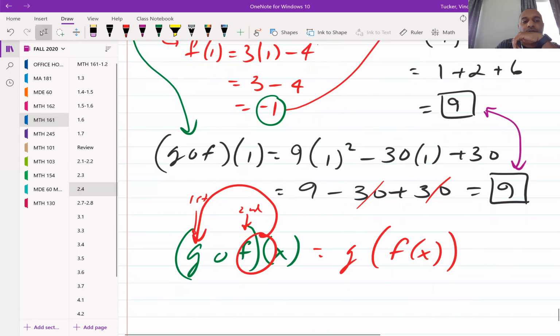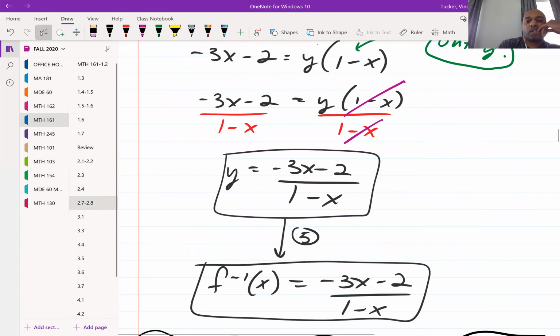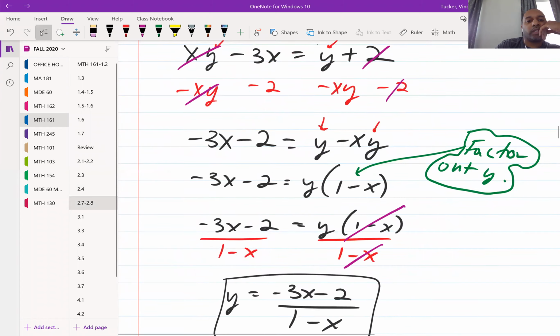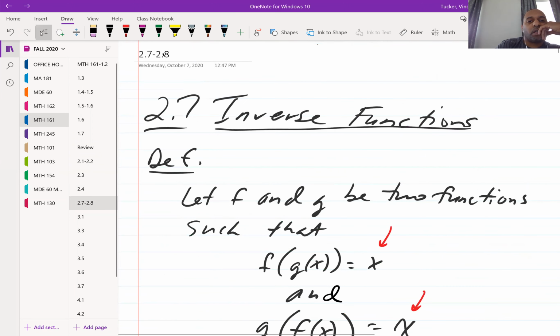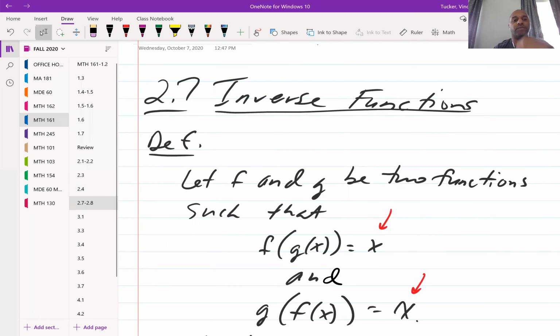Any other questions before we look at inverse functions? All right, so we'll look at 2.7 and then call it a wrap, and we'll talk about how we're going to move forward in the class. So 2.7 is inverse functions.